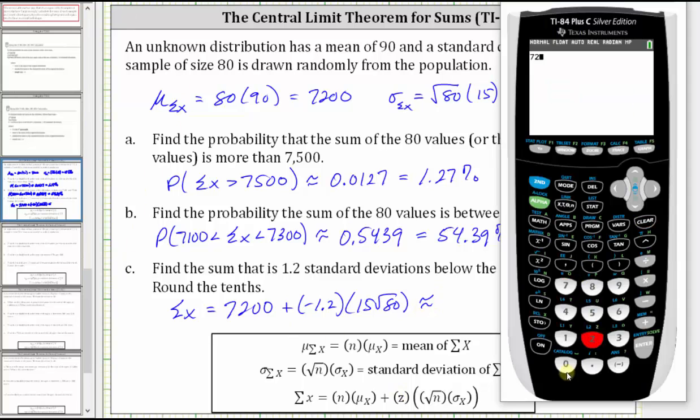We have 7,200 plus negative 1.2 times 15 square root 80. Rounded to the tenths place value, that is 7,039.0.